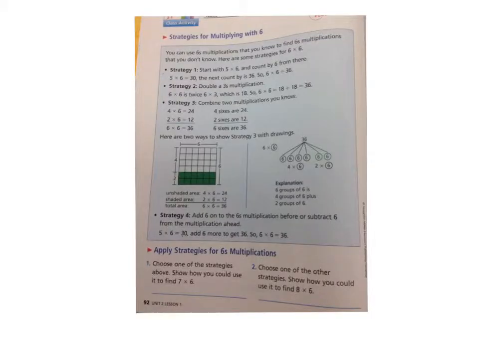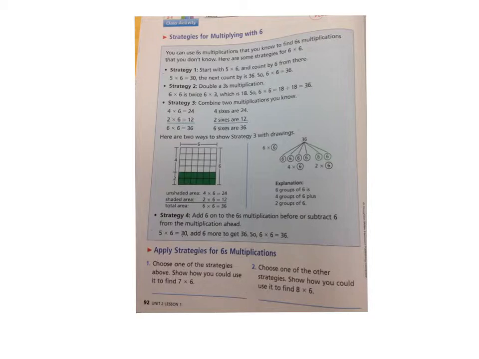So we've now practiced that, and there is an activity page that you have, page 92 in your SAB book. The blue chart talks about how you can use 6's multiplication that you know to find 6's multiplication that you don't know. Here are some of the strategies for 6 times 6. We've already done 6 times 1, 6 times 2, 6 times 3, and 6 times 5. The first strategy says start with 5 times 6 and count by 6 from there.